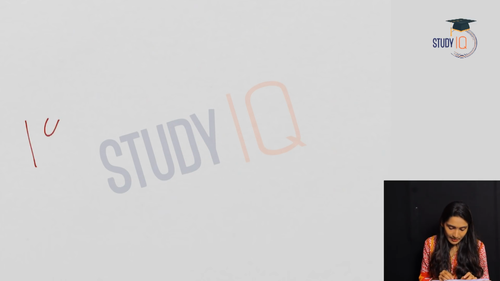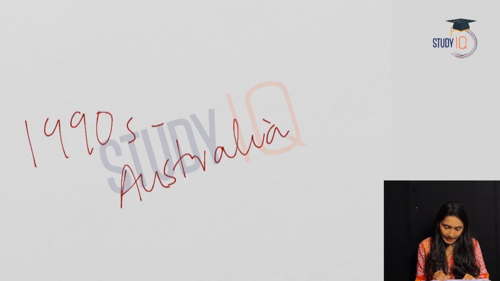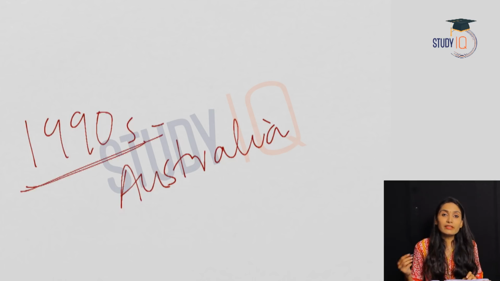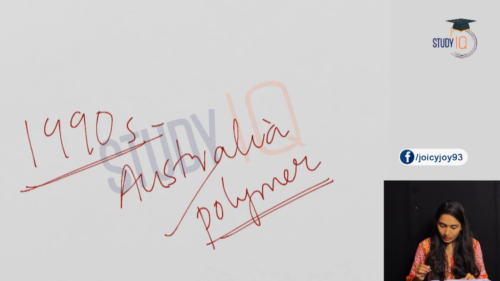Again, coming to another example, in the 1990s, Australia also underwent a demonetization. During the 1990s, Australia withdrew its paper currencies and replaced them with polymer notes. So this is another example of demonetization.